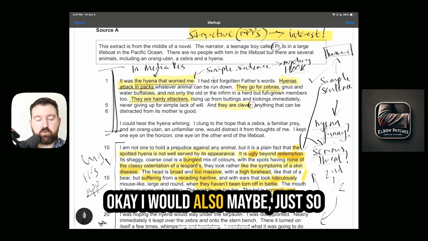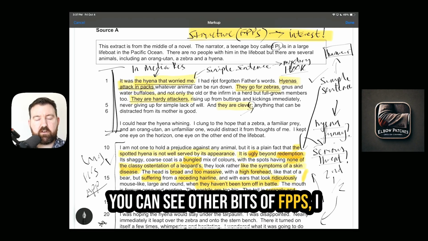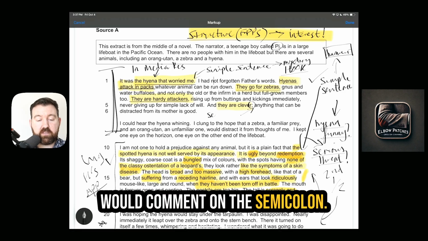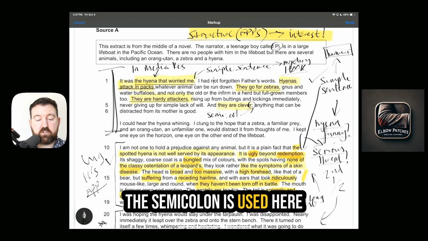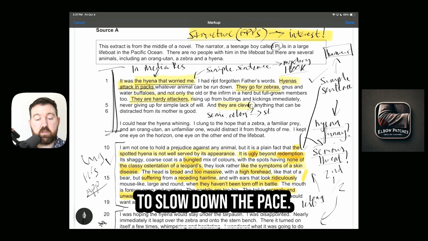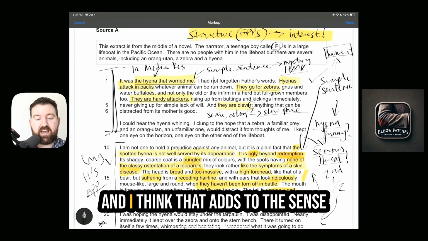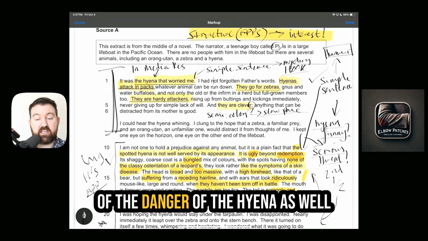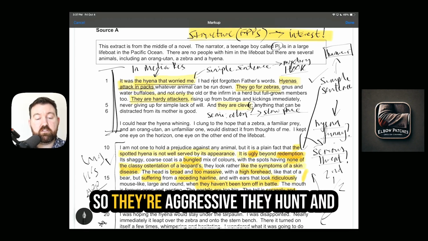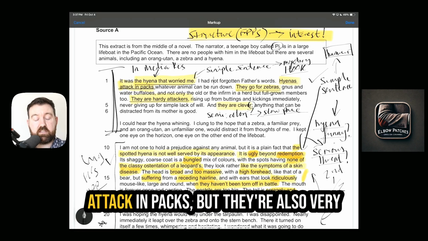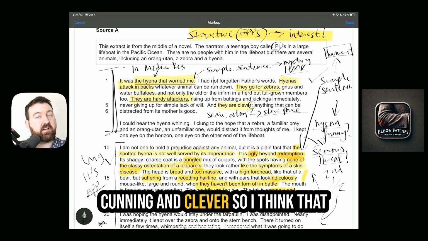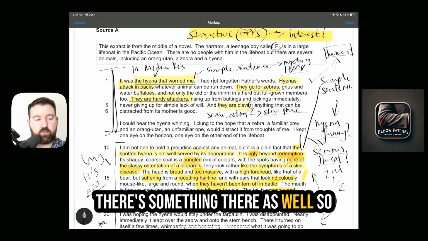Okay, I would also maybe, just so you can see other bits of FPPS, I would comment on the semicolon. The semicolon is used here to slow down the pace and create a moment of emphasis. And I think that adds to the sense of the danger of the hyena as well, the fact that they're very clever. So they're aggressive, they hunt and attack in packs, but they're also very cunning and clever. So I think that there's something there as well.